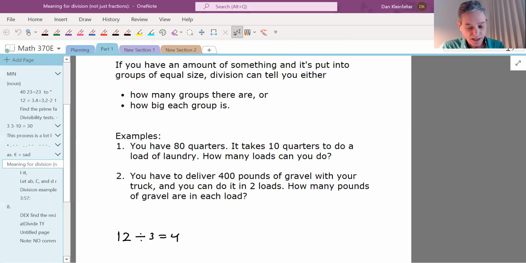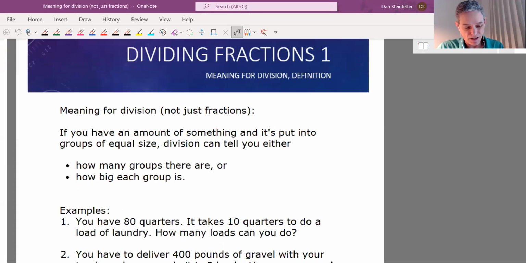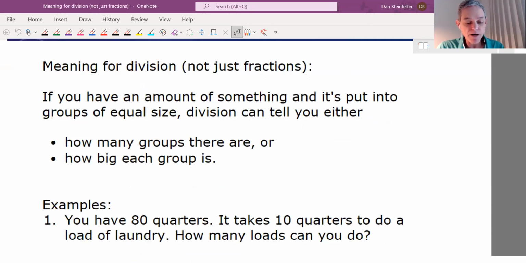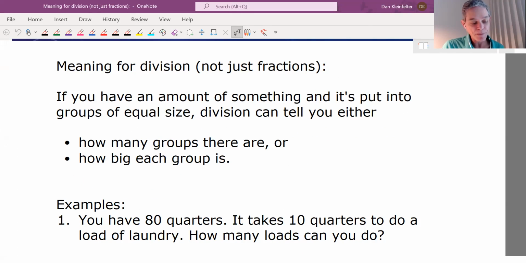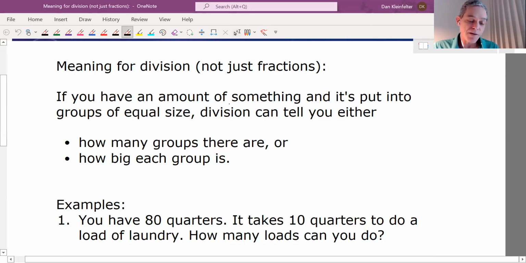So where we want to start is by looking at some meanings for division. That is, what does division tell you? And this part is true for division with numbers in general, not just fractions. What division tells you is, if you have an amount of something, people or pages in a book or pounds of cookie dough or whatever it is, and you put it into groups of equal size, and that's important, division can tell you one of two things. It can tell you either how many groups there are, or how big each group is.